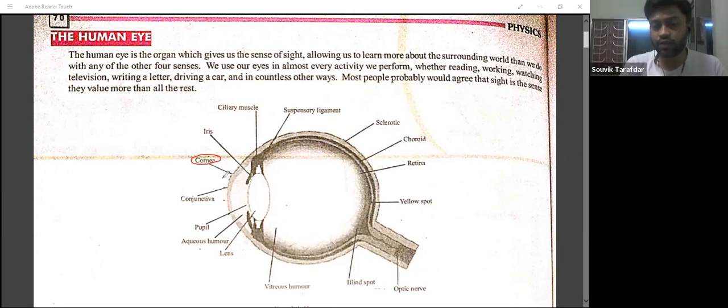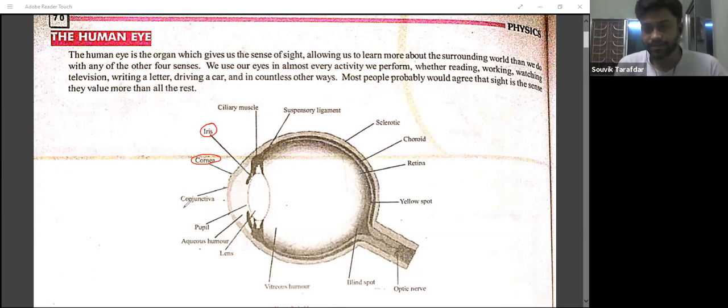So through the cornea, light entered. Now, coming to the iris. See what the work of the iris is.